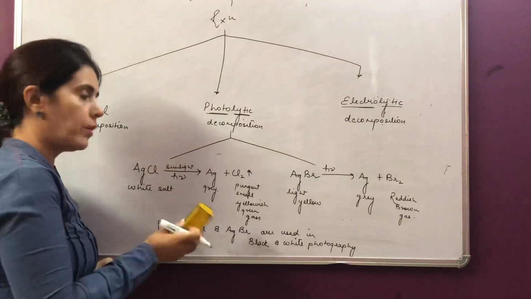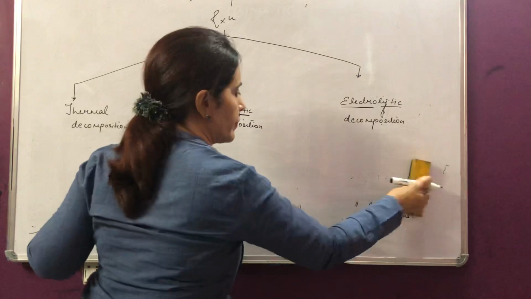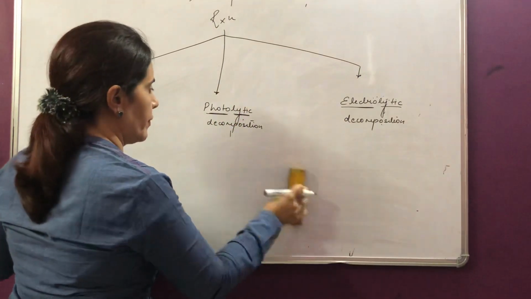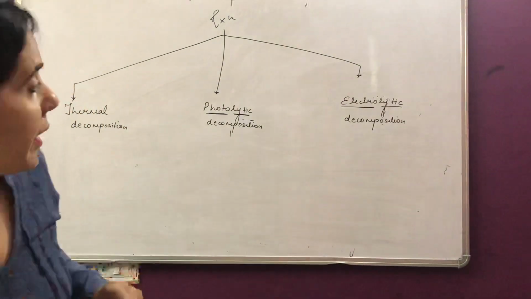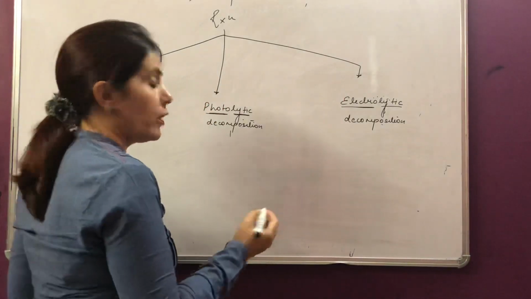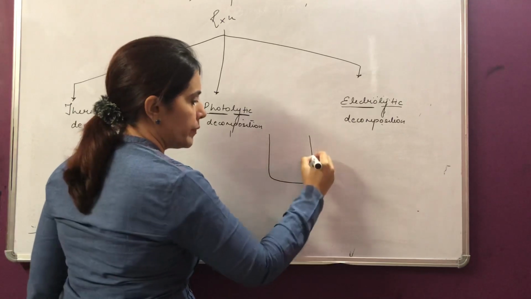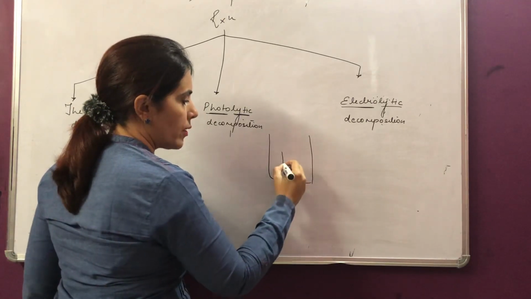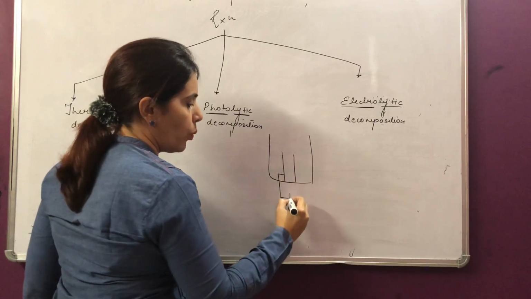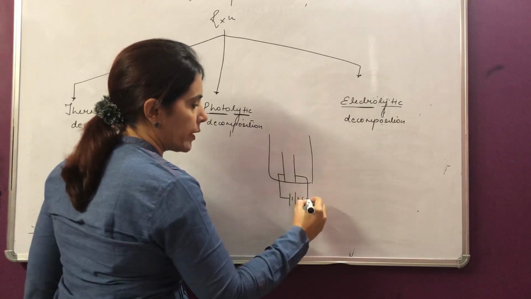Right? So I am rubbing this. This will be followed by notes. So now I am explaining electrolytic decomposition. For electrolytic decomposition, we need to perform an activity. Let us take a plastic mug, drill 2 holes and fit 2 electrodes in it and attach them with a battery and a switch like this.